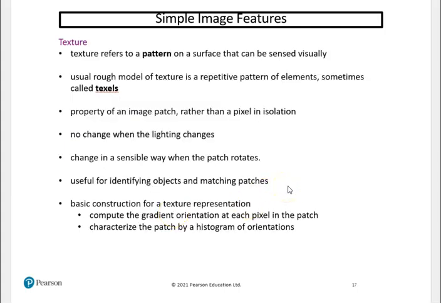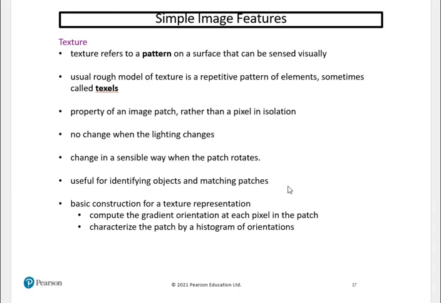Now, in addition to edges, we want to detect textures in a given image. Texture refers to a pattern on a surface that we can sense visually without touching. The usual rough model of texture is a repetitive pattern of elements, sometimes we call them pixels. It's a property of an image patch rather than a pixel in isolation. So it's a property of a group of pixels that together make up a patch of an image.